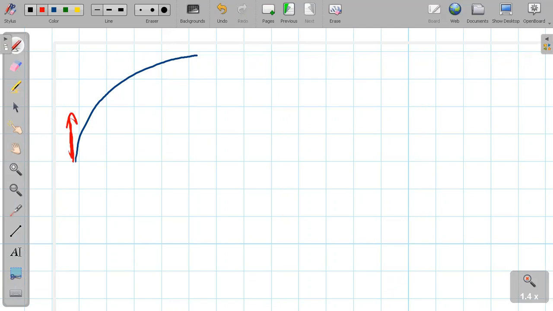Considering only the vertical component, we have v sin theta, and it may reach some height of h. Not going to consider any horizontal component here. At the maximum, the velocity is 0, and at the beginning it is v sin theta. And you should know the acceleration acting downward is gravity. Only considering the vertical component.